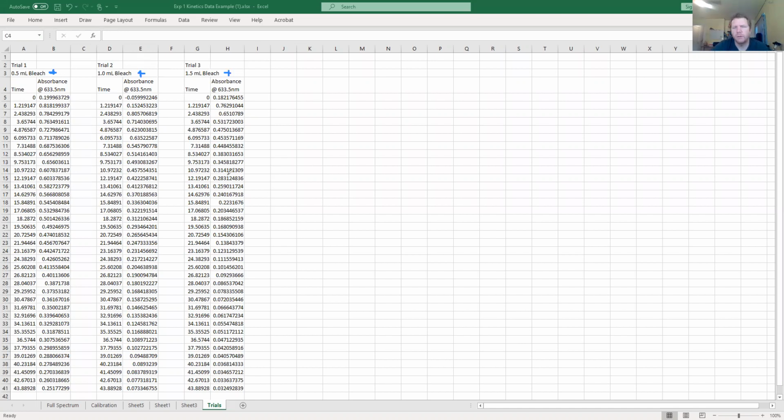Now, this is a little bit different from what we saw yesterday because if you remember, our absorbance was about 632 nanometers, but we're going to go ahead and use this 633.5. It doesn't really change our results.